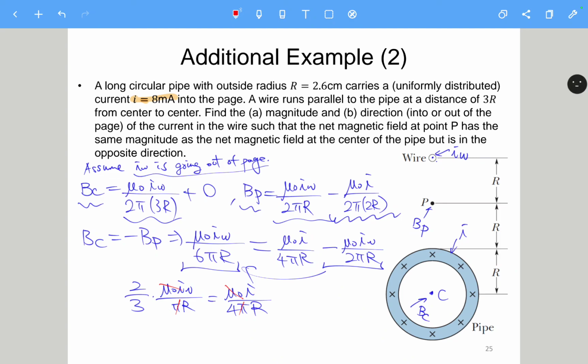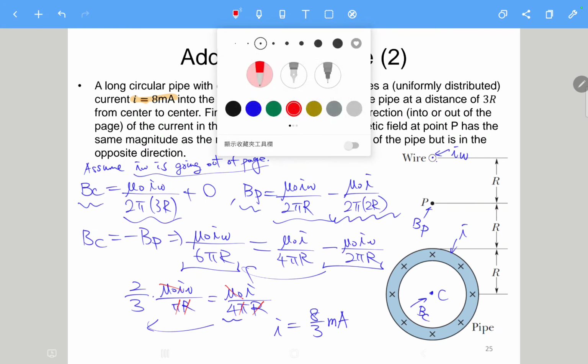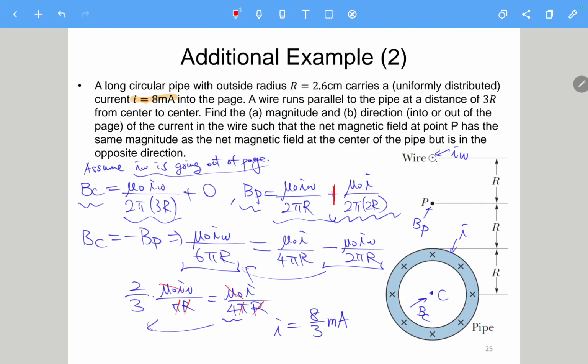Sorry, we don't have a 6 here. So finally, we have I equals, here is 4, so we move it over, and finally we have 8 over 3 I. Wait, let me check. This one should be positive.